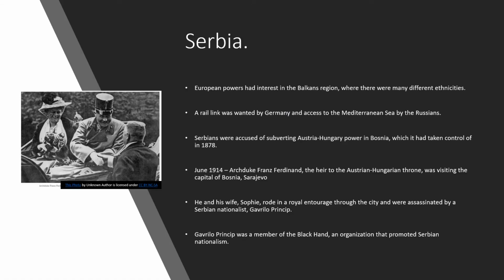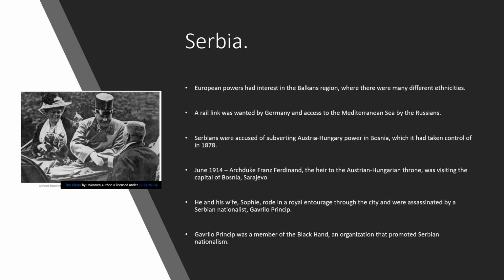So Serbia. Europeans had interest in the Balkans region of Europe, where there were many different ethnicities and a lot of competition between different countries. A rail link was wanted by Germany and access to the Mediterranean Sea by the Russians. So they're all competing for this region known as the Balkans. Now, Serbians were accused of subverting Austria-Hungary and their power in Bosnia, which Austria-Hungary had taken control of in 1878.